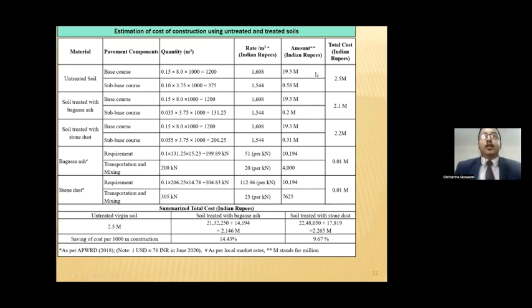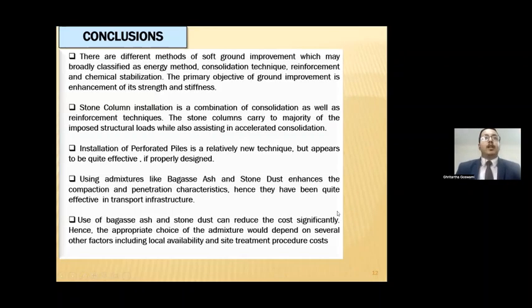For untreated soil, the cost is around 2.5 million, soil treated with bigases 2.1 million, and soil treated with stone dust 2.2 million. The bigases requirement, transportation and mixing cost 0.01 million, and stone dust 0.01 million. So the summarized total cost is untreated virgin soil 2.5 million, soil treated with bigases 2.146 million, and soil treated with stone dust. This is for 1000 meters, and this follows APWRD rates and local market rates, and the M stands for million.